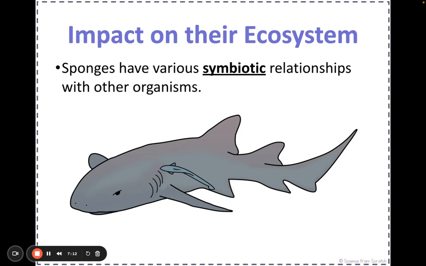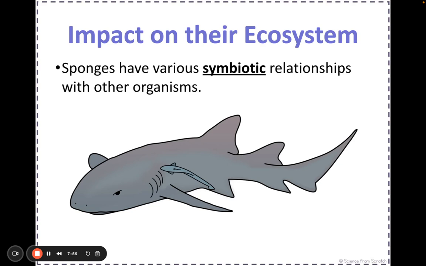All right, another impact on their ecosystem is that sponges have various symbiotic relationships. So, just to remind you, symbiosis is a relationship between two organisms that live in close contact with each other, and one organism at least is benefited. So sponges in no way are related to the symbiosis between the shark and remora shown on your slide. I just wanted to provide you a good example of symbiosis as we introduce that.